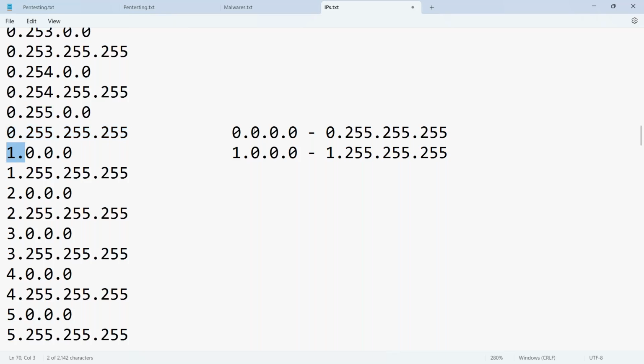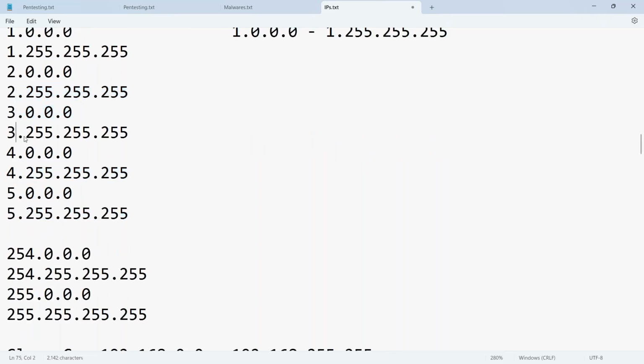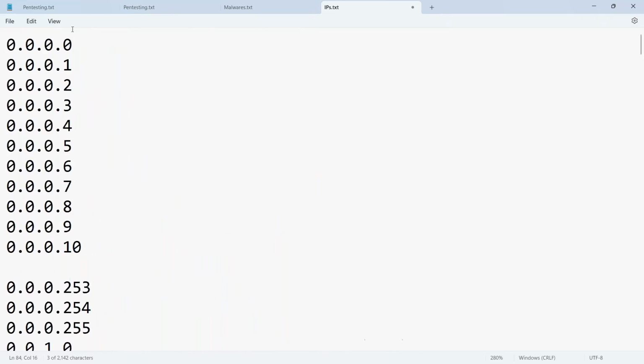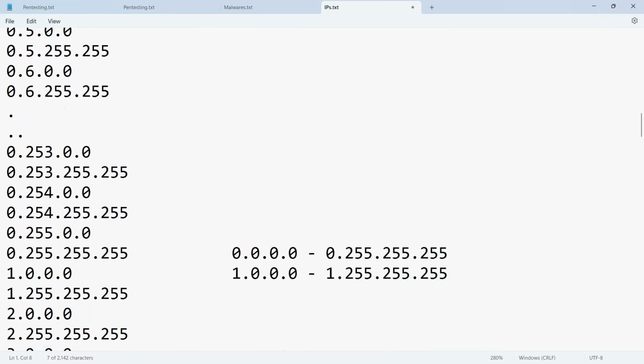And whatever pattern repeated here from 0.0.0.0 to 0.255.255.255, the same pattern repeats again from 1.0.0.0 to 1.255.255.255, 2.0.0.0 to 2.255.255.255, 3.0.0.0 to 3.255.255.255, 4.0.0.0 to 4.255.255.255. As such, down the line, 255.0.0.0 to 255.255.255.255. Here's the first IP, and here's the last IP.